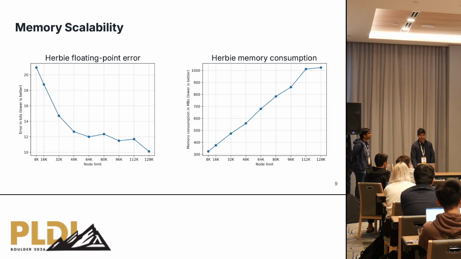This plot shows that as the node limit increases, the memory consumption grows linearly. At the highest node limit of 128,000, Herbie is taking more than a gigabyte of memory. This high memory consumption is one reason why the Herbie designers decided on such a low node limit of only 8,000.